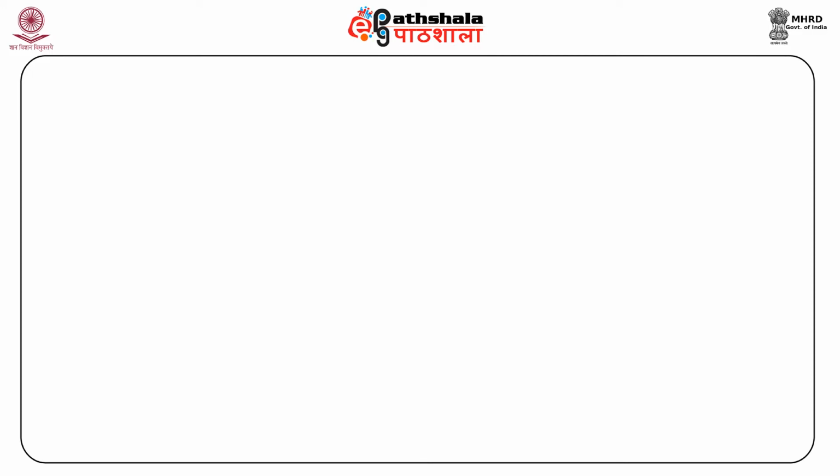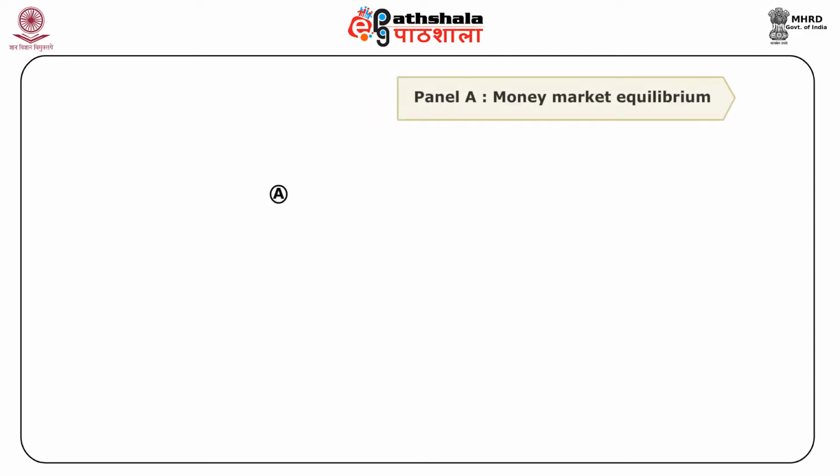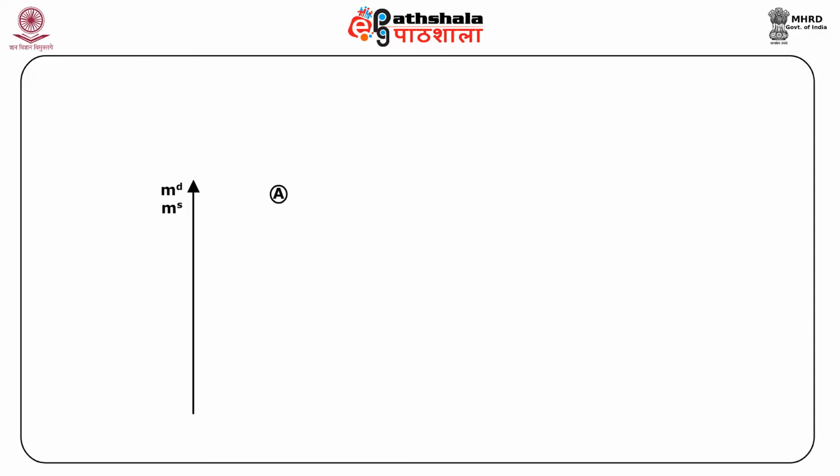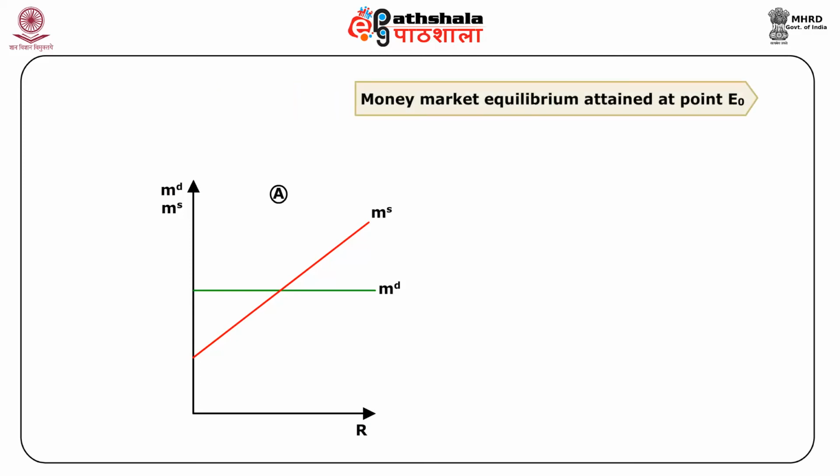Consider the figure shown. It has two panels. In panel A, money market equilibrium is depicted with respect to the foreign exchange reserves R on the x-axis. Demand for nominal balances is independent of the foreign exchange reserves and hence it is a horizontal line which is parallel to the x-axis. Supply of nominal balances increases with the increase in the foreign exchange reserves and hence its curve is an upward sloping line.